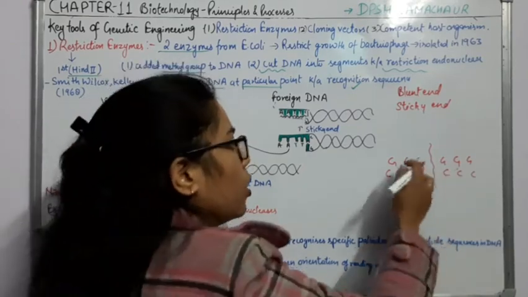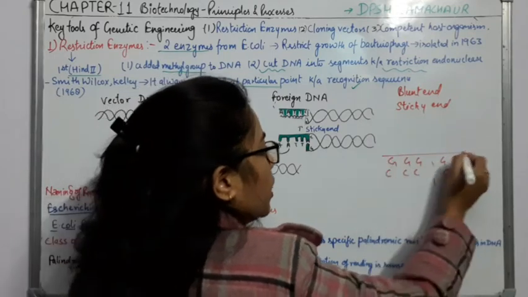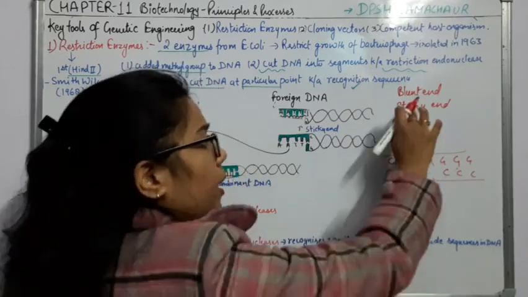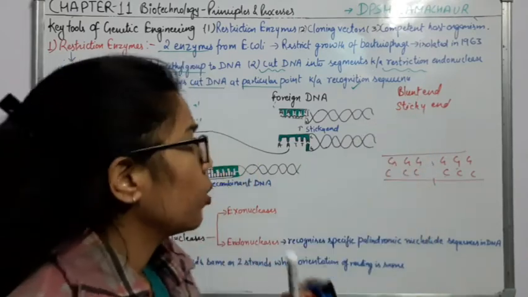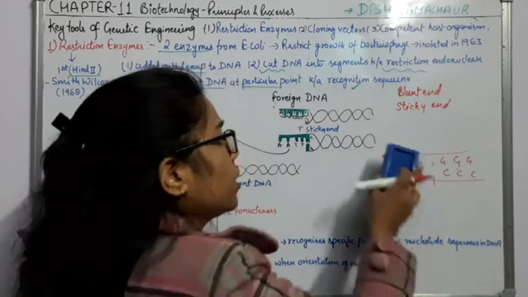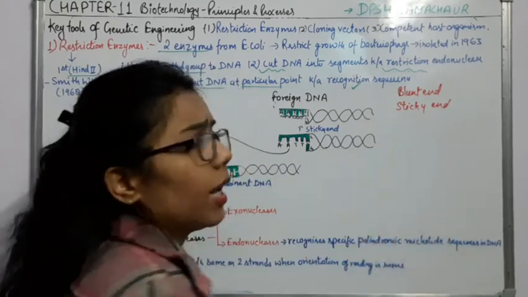Okay, if you cut the strand of these two here, what will you get? The blunt end. But what we require are sticky ends, because sticky ends can stick together very nicely so that we can get the proper end, right?